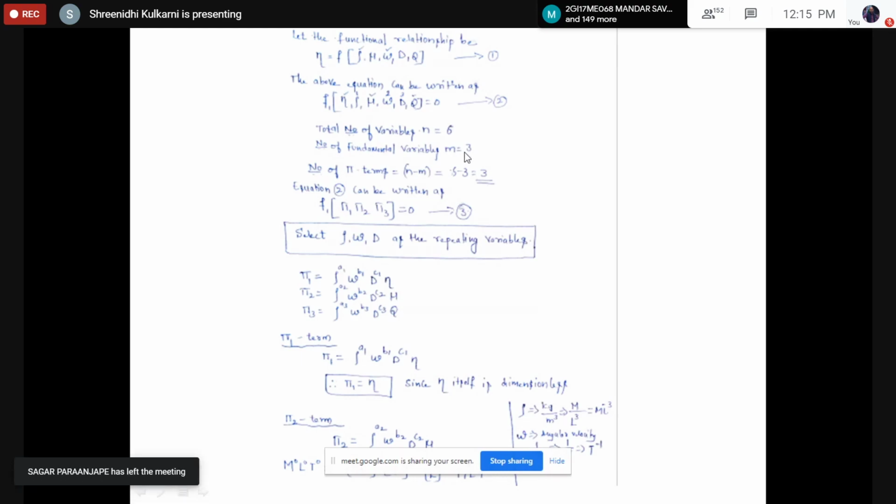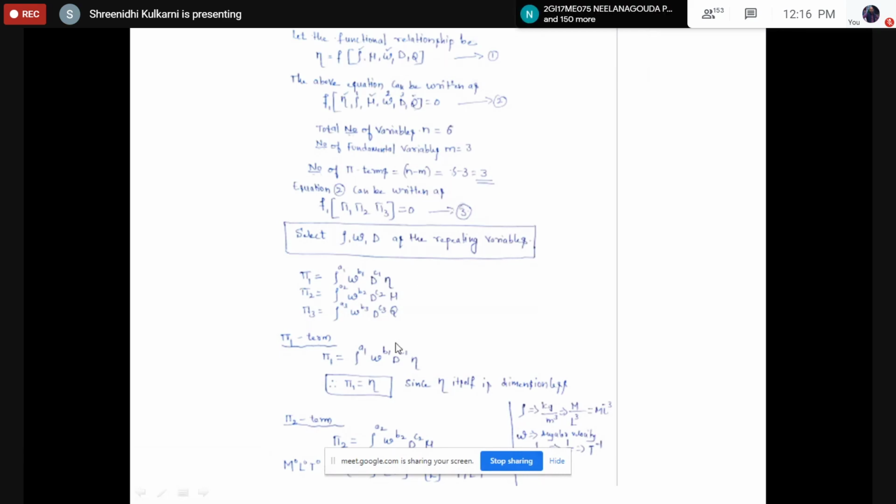Blindly you can write that there are 3 fundamental variables. But while selecting the repeating variables, please take care. One should be from flow, another from fluid, and another one a geometrical property. That's why I have written 1, 2 and 3.